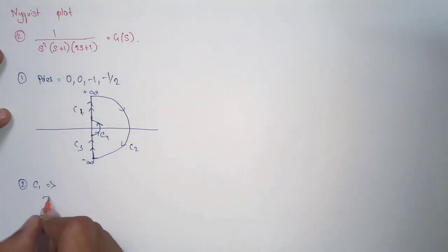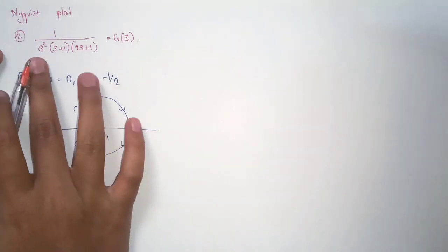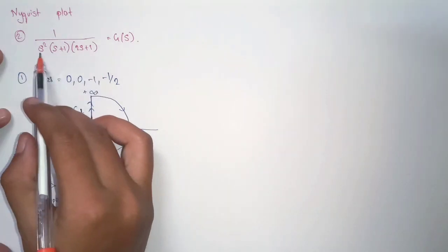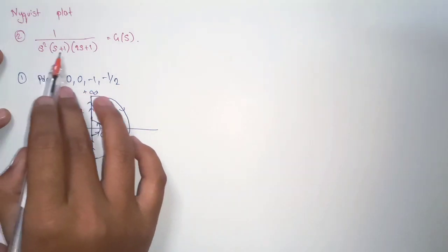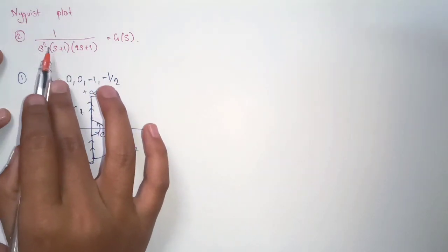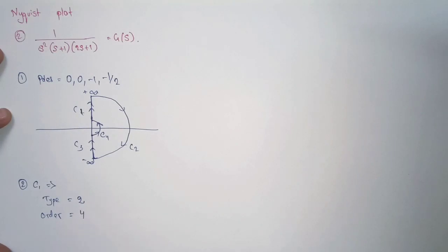For C1 we have to see the type and order. The type is the number of S which have no plus or minus with them. So there are 2 S, so the type is 2, and the order is the total number of S in the denominator, that is 1, 2, 3 and 4. So 4. And for this we will draw the diagram.